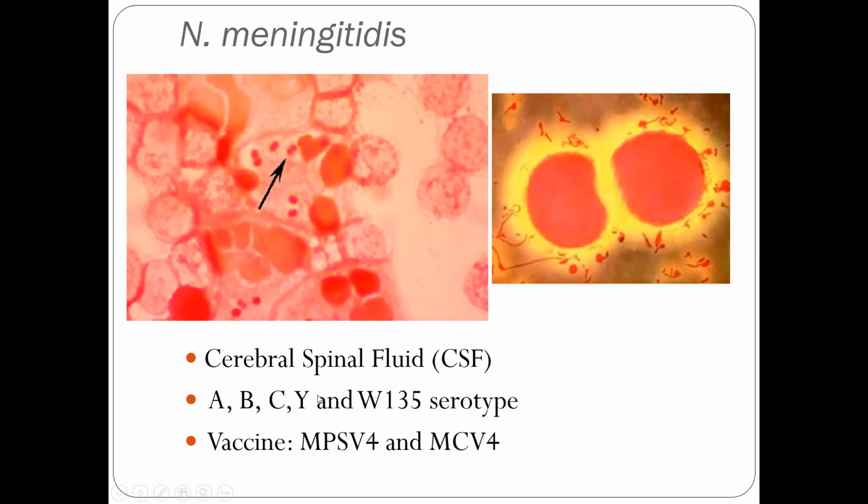Now, we do have a vaccine called Menomune, which is MPSV4, MCV4. The most popular serotypes in the United States are A, B, C, Y, and W135. But this vaccine only covers A, C, Y, and W135, not B. So this vaccine actually gives only about 60% protection.